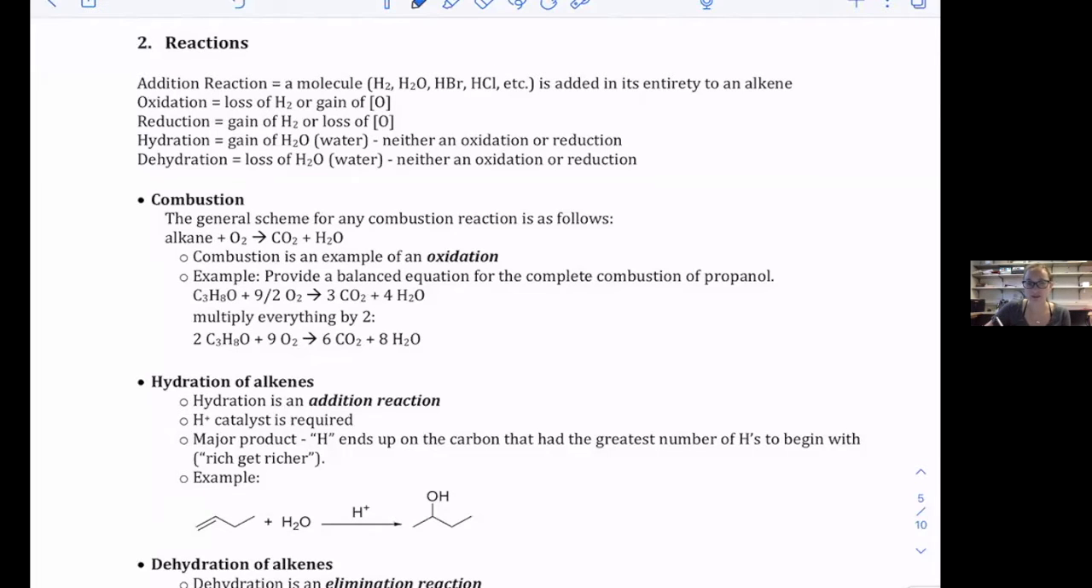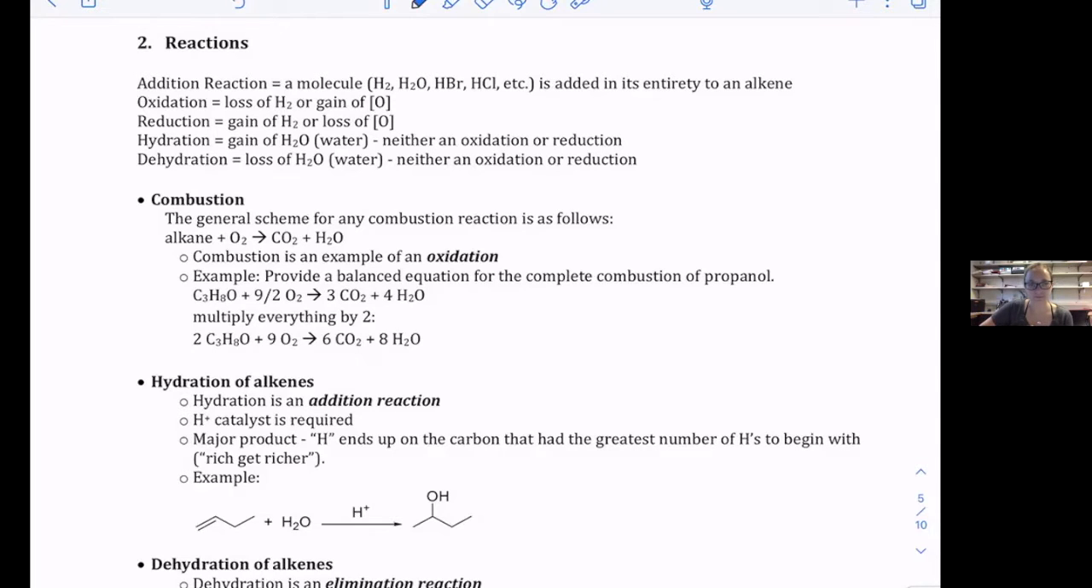So the next section we're going to talk about is reactions. There's a variety of different kinds of reactions we've learned so far. Addition reactions is when you add something to an alkene. So we learned things like hydration, where you add water across an alkene, or hydrogenation, where you add hydrogen across an alkene, or hydrohalogenation, where you add a hydrogen and a halogen across the alkene. Those were all chapter 11 reactions.